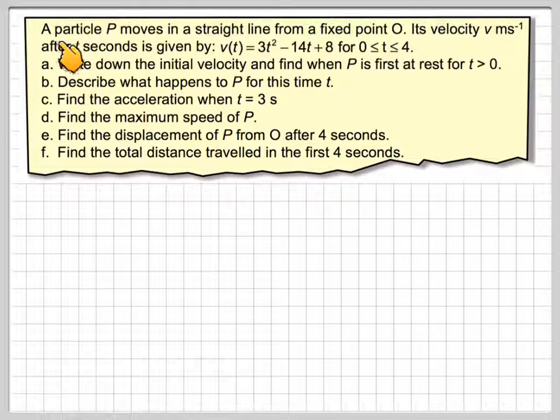So, reading the question, a particle P moves in a straight line from a fixed point O, which you're going to call the origin. Its velocity v meters per second after t seconds is given by v of t is equal to 3t squared minus 14t plus 8, for t being between 0 and 4. Write down the initial velocity and find when P is first at rest for t greater than 0. Describe what happens to P for this time t.